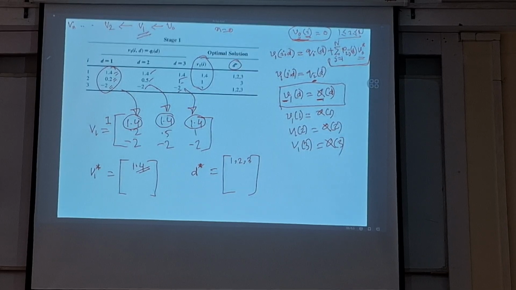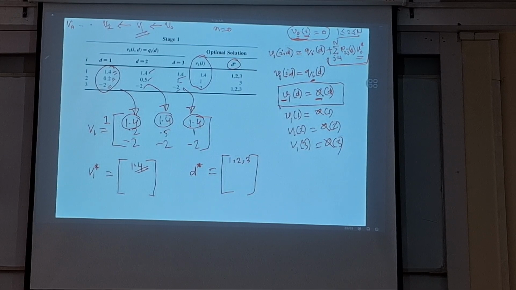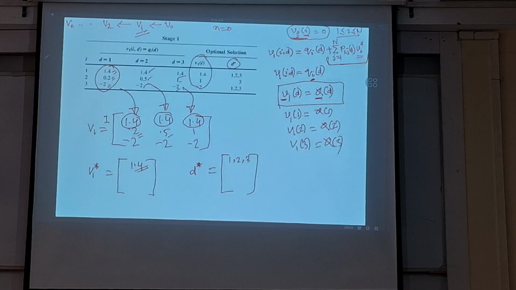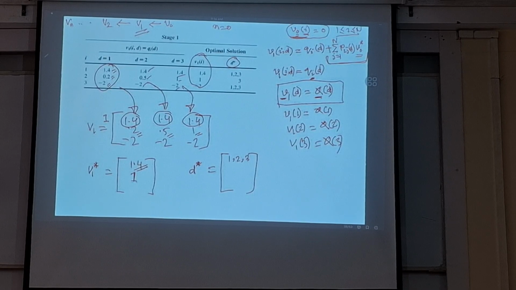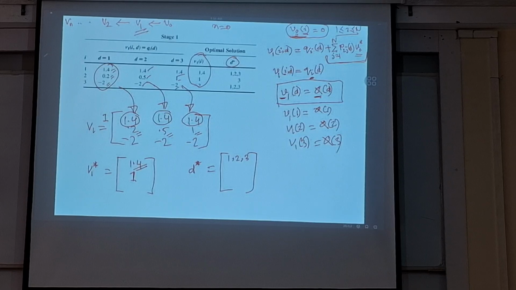Now what will we do? State 2 here: the reward is 0.2, the reward is 0.5, the reward is 1. What is the maximum value? 1. And which policy here is generating this one?